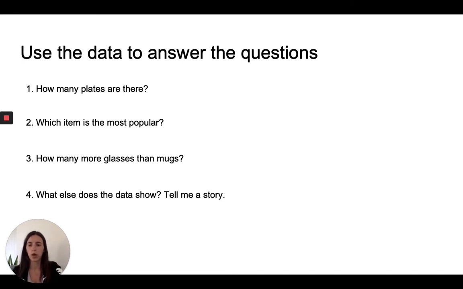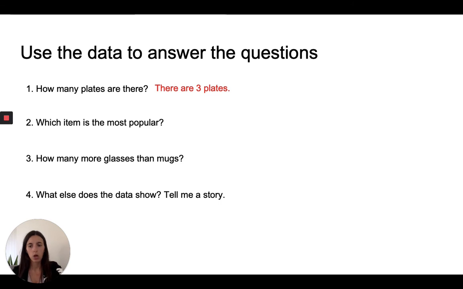Okay, question 1. How many plates are there? So you've done the hard work. Use your tally chart, find the total or count up the tallies. How many plates are there? That's it. There are 3 plates.